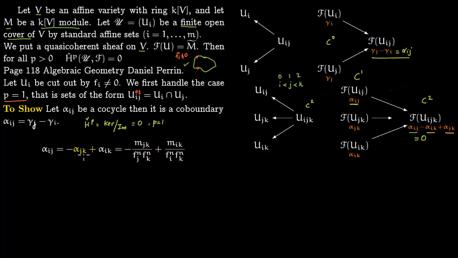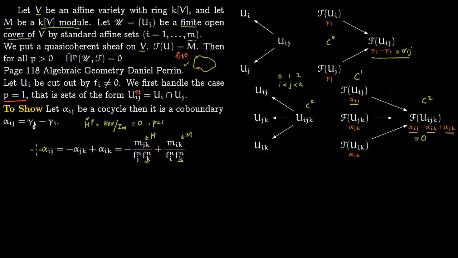So what does this alpha jk come from? This alpha jk obviously sits in this set, so this is cut by fj and fk. So in the denominator you have fjn, fkn, and the numerator is just an element of the module. Similarly, alpha ik sits right here, so it is cut by fin and fkn, and the numerator just sits in the module. Now what we want to do is transfer this alpha ij to sets uj and ui, and uj is cut by fj and ui is cut by fi, so it makes sense to transfer this to this side. So let us do this.